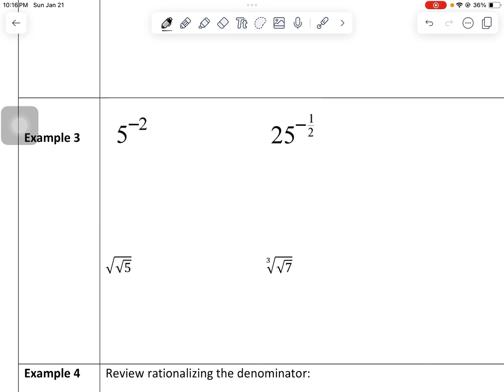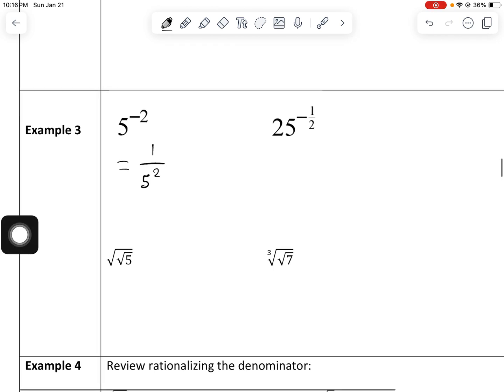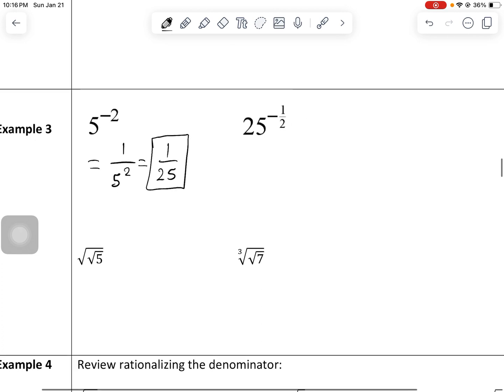Here we're going to run into some more of those negative exponents. Remember that a negative exponent does not make the number or the base negative. It simply changes it into a fraction, and it takes what's in the numerator, brings it down to the denominator. So what we do is we just pull this down to the bottom, and then we change the exponent to a positive 2. And then we can simplify this. 5 squared is 25, so we're going to write it as 1 over 25.